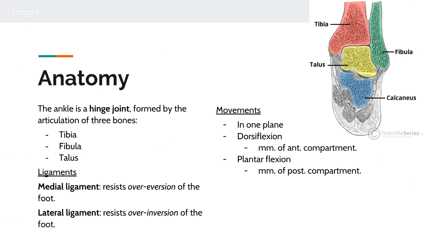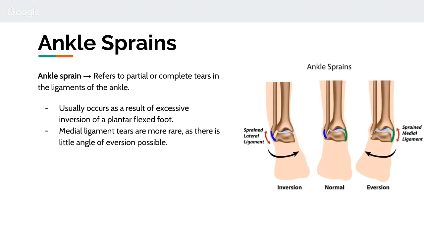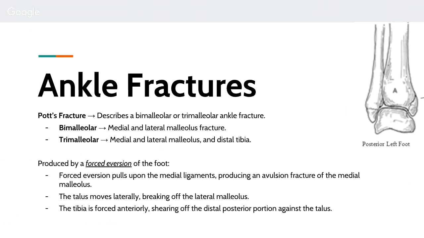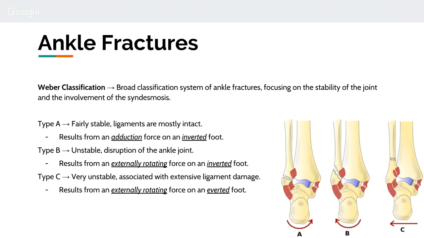Anatomy of the ankle. There's your medial and lateral ligaments. Moves in one plane. Dorsiflexion, plantar flexion. You can get sprains in ankles. Your medial ligament can tear, which is pretty rare, whereas more likely is your lateral ligament sprain, where you do your ankle. You can fracture your ankle. It's not as high yield, so we'll skip over that for time. Weber's classification, I think that was an anatomy tutorial question. Maybe learn it.